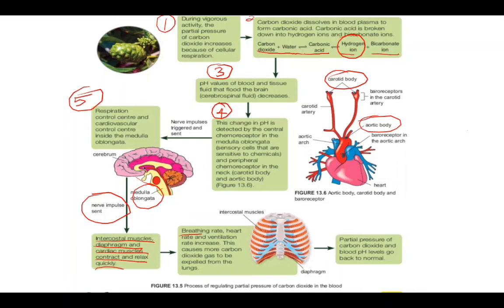So breathing rate, the heart rate and the ventilation rate increase. So this causes more carbon dioxide gas to be expelled from the lungs. So bila the carbon dioxide expelled from the lungs, partial pressure of carbon dioxide and blood pH levels go back to normal. So ini yang terjadi apabila the carbon dioxide, the partial pressure of carbon dioxide increase in our blood during vigorous activity. So dia akan bring back to normal. Ini kita panggil negative feedback.